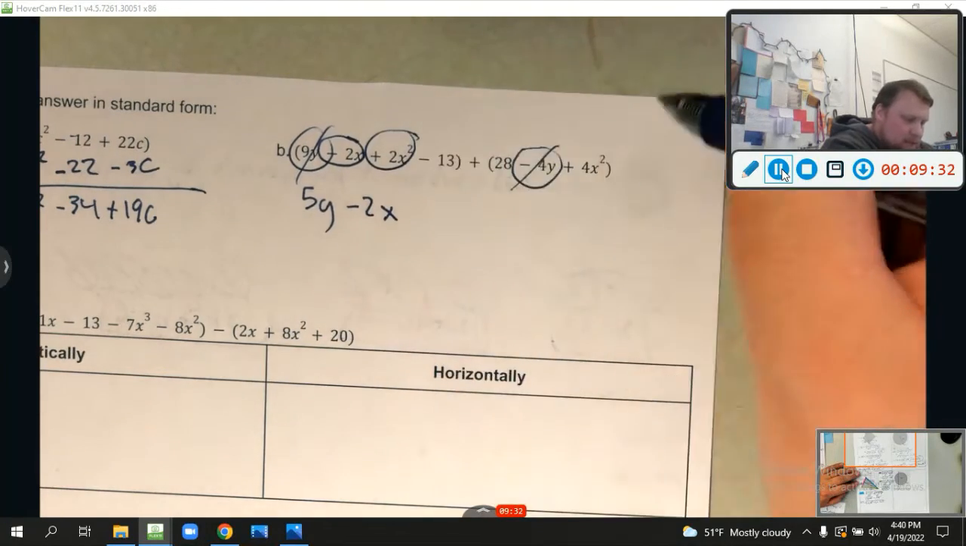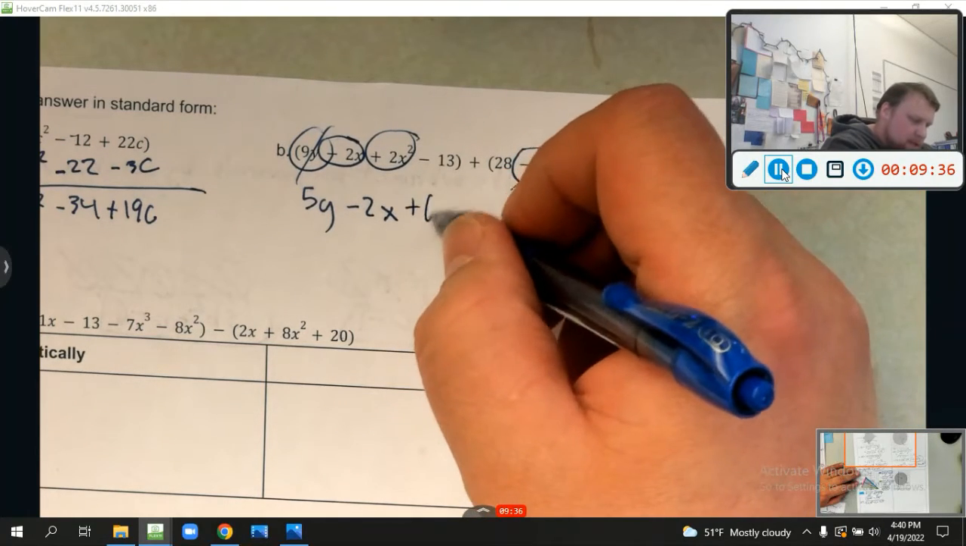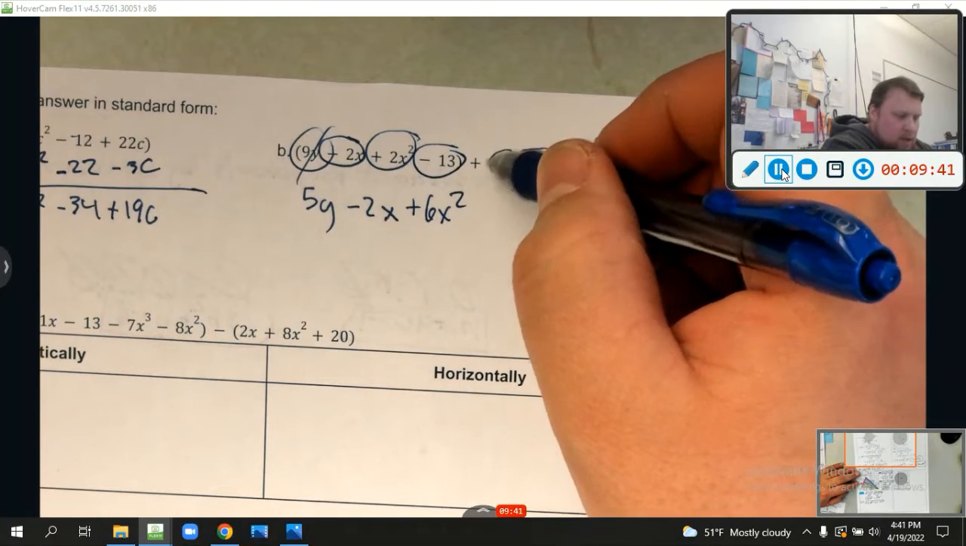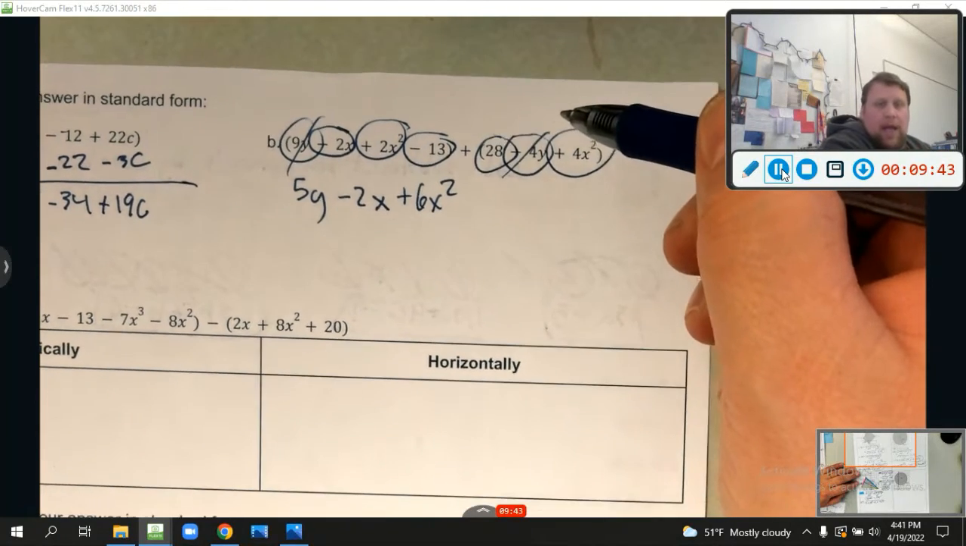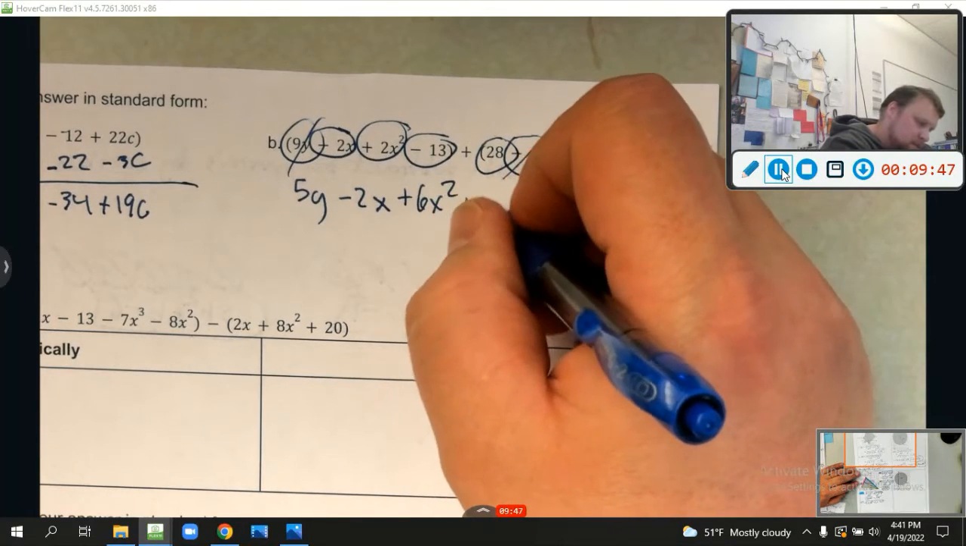Then I've got a positive 2x squared and a positive 4x squared. And what's 2x squared plus 4x squared is plus 6x squared. And then last I have negative 13 and positive 28. And what's 28 minus 13? Well, that's 15, plus 15.